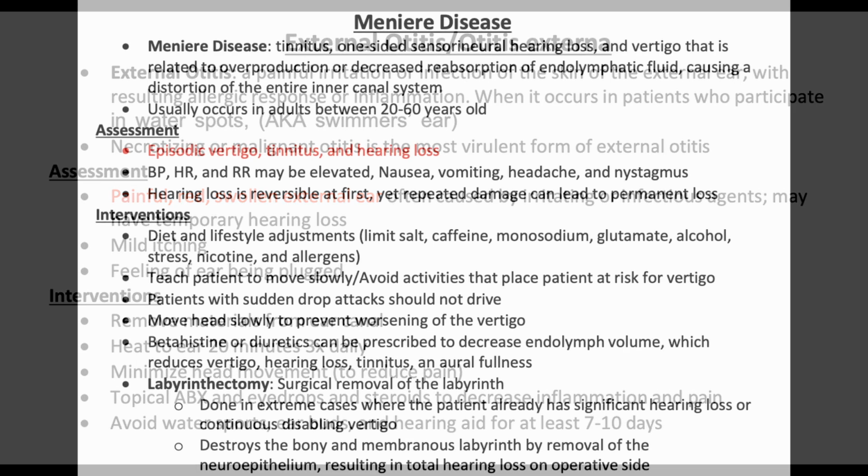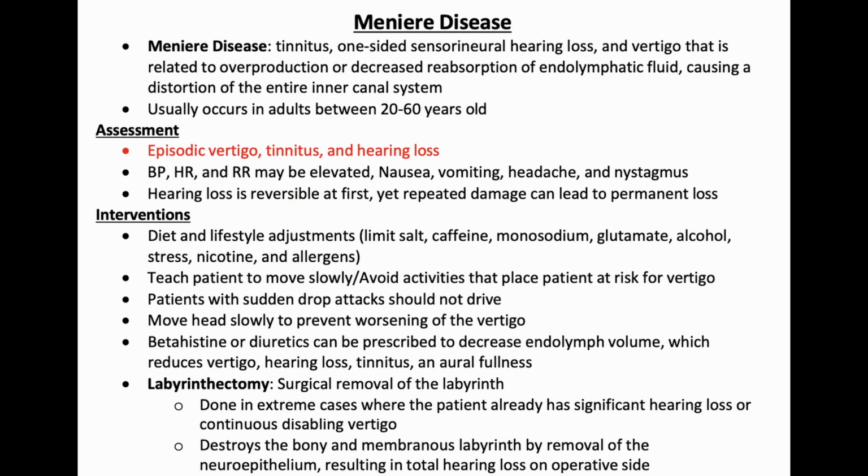What else? Meniere's disease. This is episodic vertigo, tinnitus, and hearing loss, okay? It occurs in people between the ages of 20 and 60 years old. Hearing loss is reversible at first, yet if it's repeated and constantly repeated, they will have permanent loss. So you're going to teach the patient to move slowly. They may need vestibular rehabilitation therapy, drug therapy, and a labyrinthectomy.